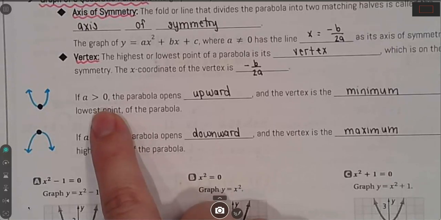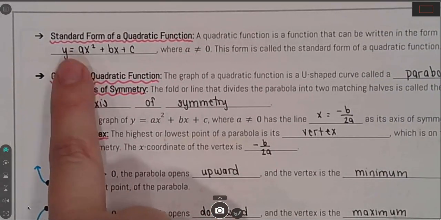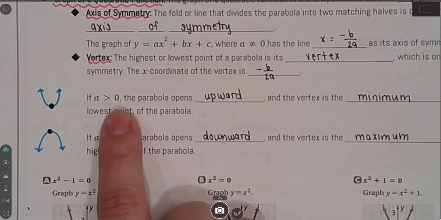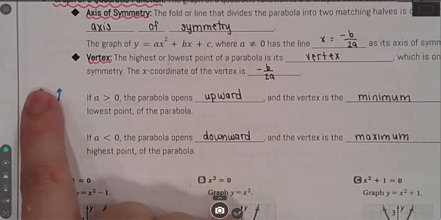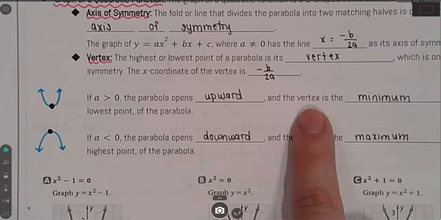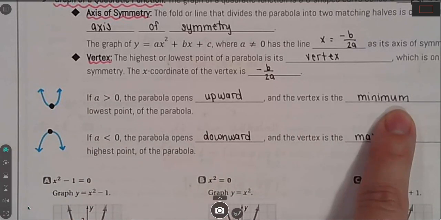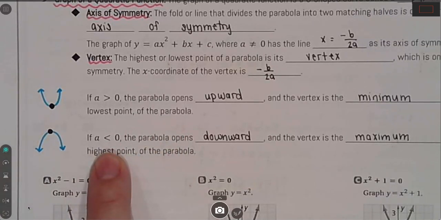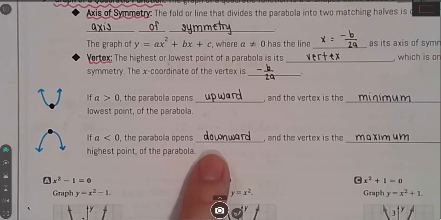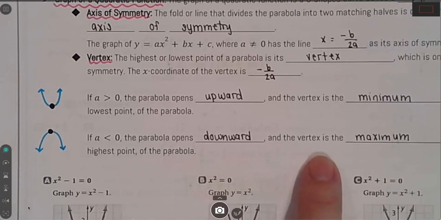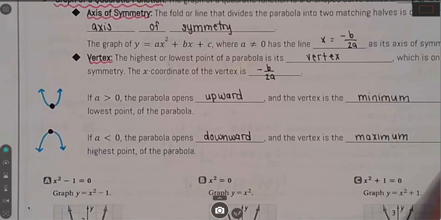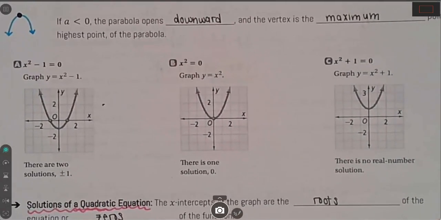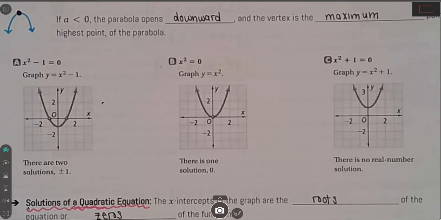Now, remember your a term is the term attached to the x squared. If a is greater than 0, if a is positive, the parabola opens upward like this. And the vertex is the minimum or the lowest point, like this. If a is less than 0, the parabola opens downward, and the vertex is the maximum point or the highest point of the parabola, like this. There are three types of solutions that you might get.